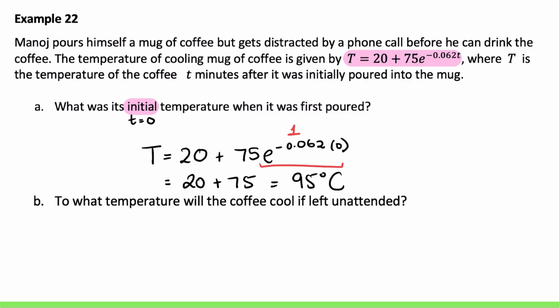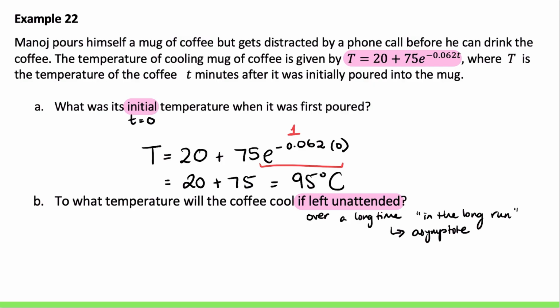Next question says, to what temperature will the coffee cool if left unattended? So what we're thinking about is that if left unattended means over a long time. So over a long time or in the long run is the specific language that you'll see being used. This always refers to what happens in the long run, which is the asymptote. So you need to recognize the language where they're asking about what is the asymptote of this equation.